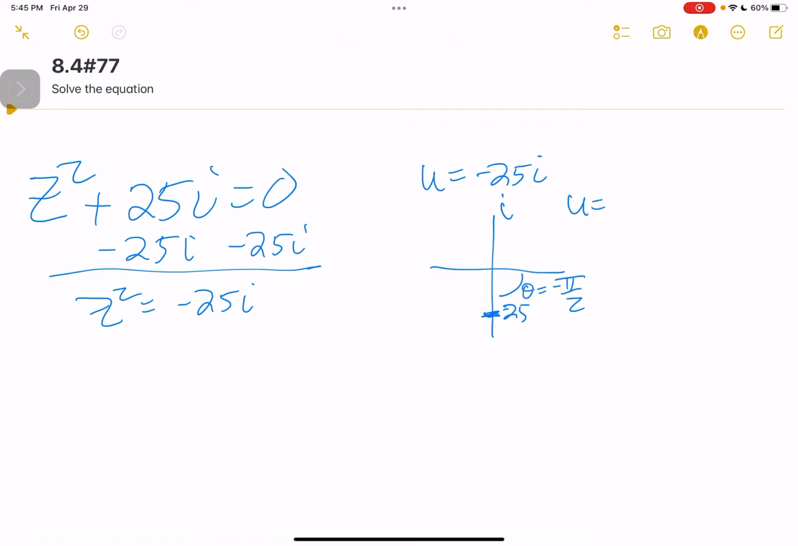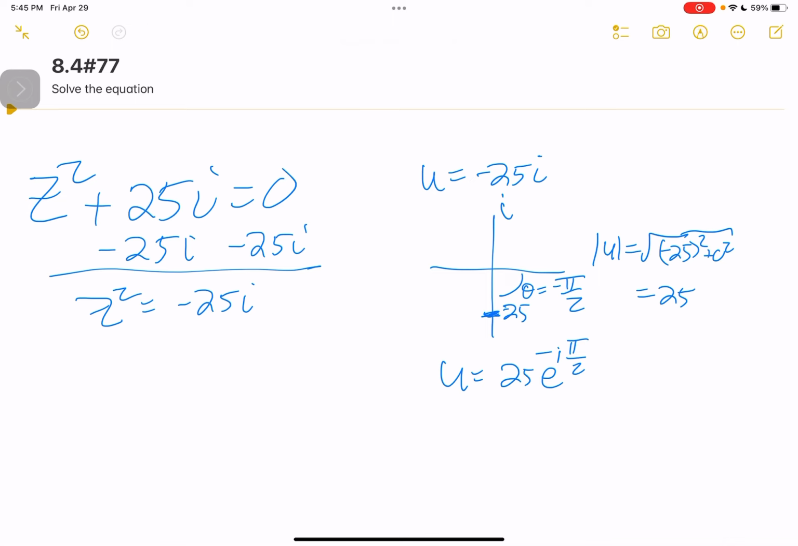So our u would be, I've got to do the magnitude of u, don't I? The magnitude of u is going to be the square root of negative 25 squared plus 0 squared, because the real part's 0, which is just going to be 25. So our u would be 25 times e to the i times negative pi over 2. I'll just put the negative there.